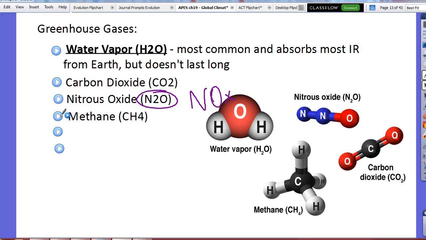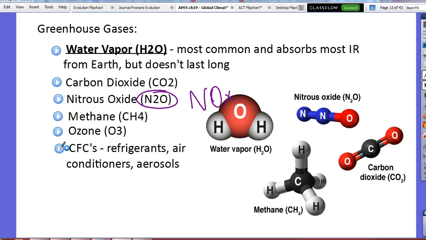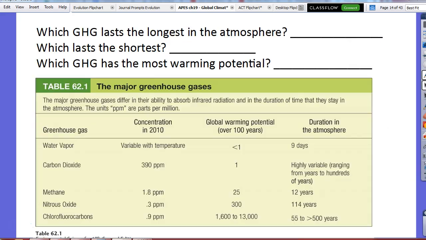Methane, where does methane come from? Landfills, termites, we'll talk about more. Ozone, okay, and then CFCs. CFCs are those chlorofluorocarbons found in refrigerants, air conditioners, aerosols. They're the things that destroy the ozone layer, all right?